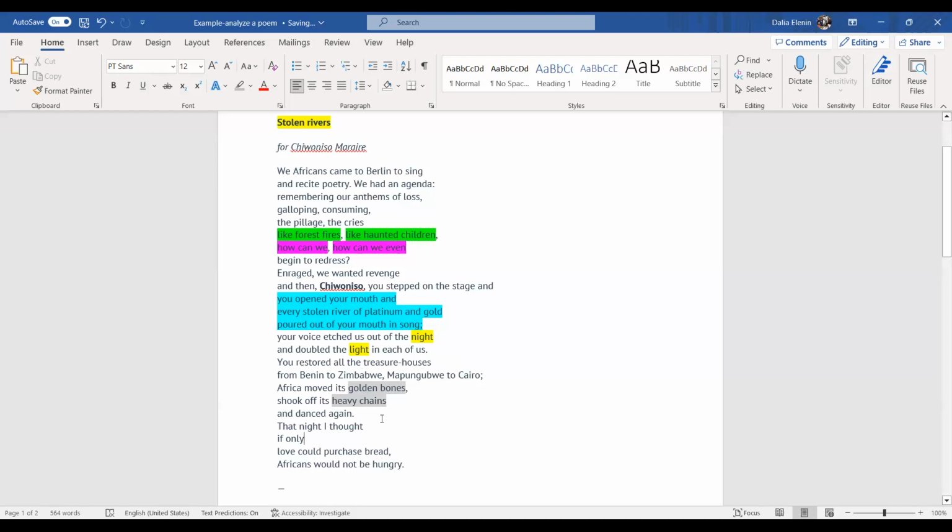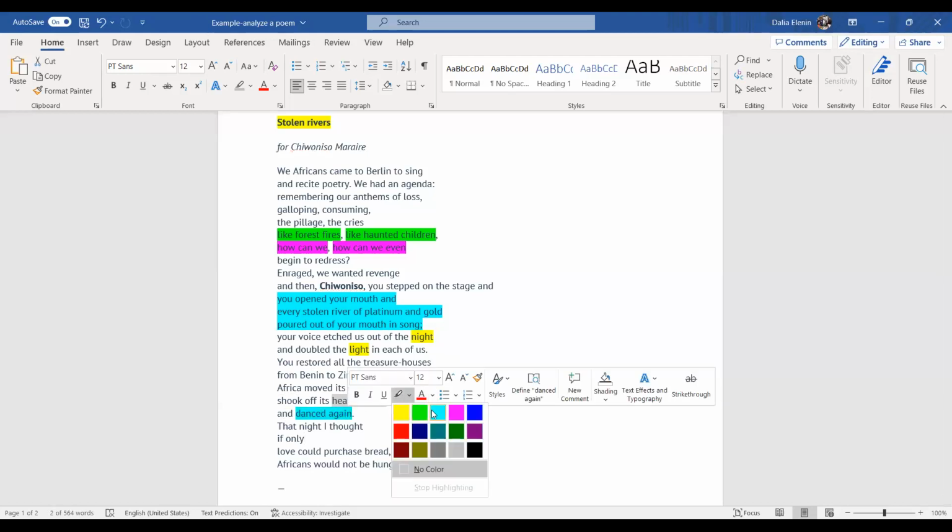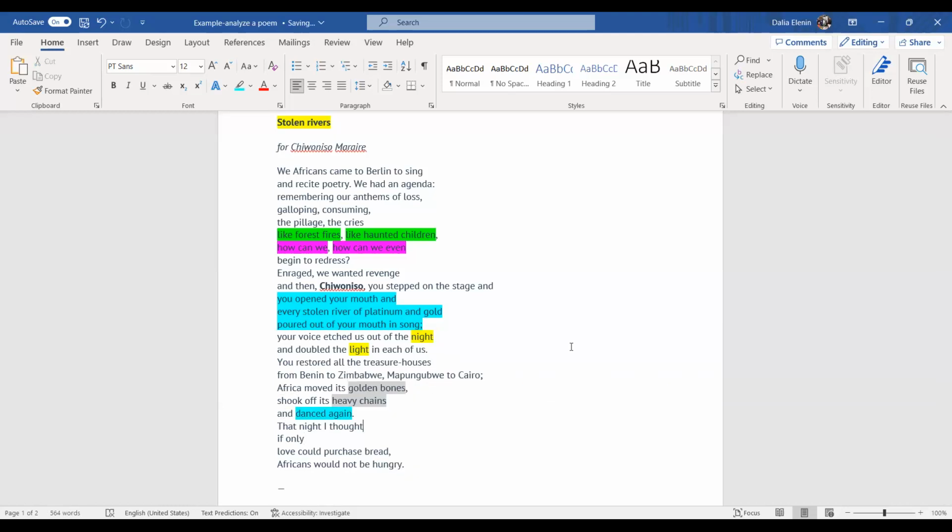"And dance again." Look at that. Who is dancing? "Africa moved its golden bones, shook off its heavy chains, and danced again." Let me ask you, do you think Africa can dance? You can write me yes or no. Is Africa a person or a thing that can dance? Can Africa dance? Of course not. Africa cannot dance. This is a way the poet uses, and we'll see what we call it and how he uses it.